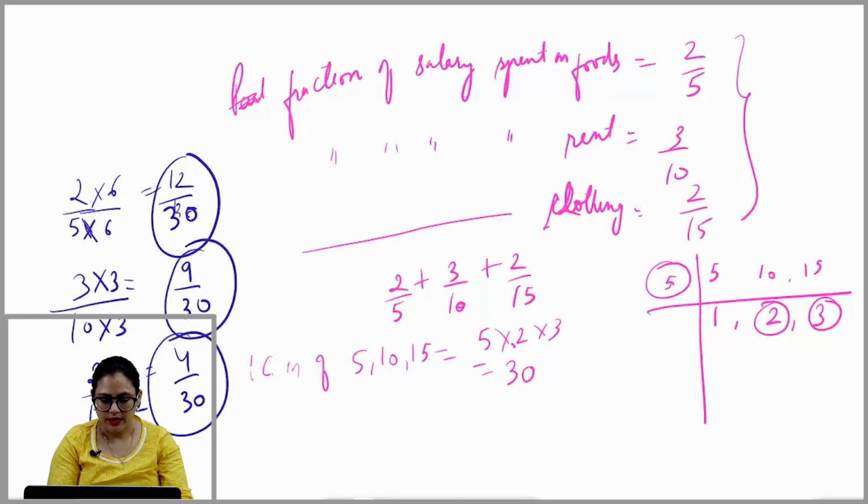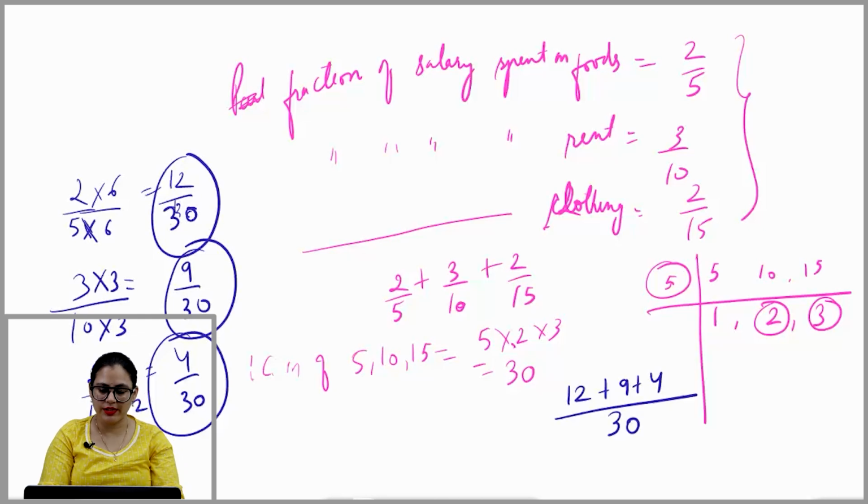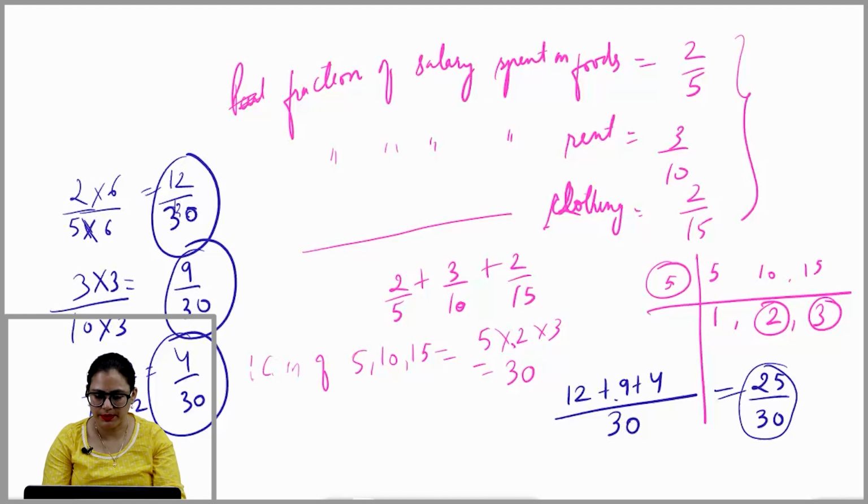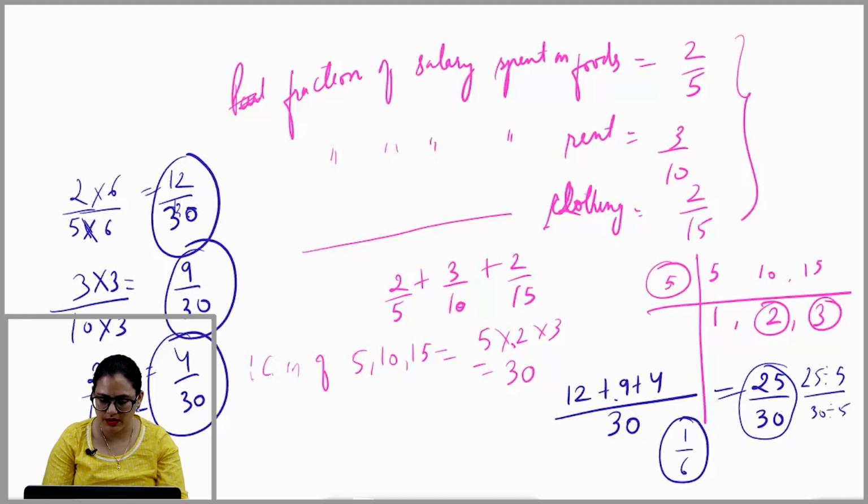12 plus 9 plus 4 by 30. 30 is the common denominator. 12 plus 9 is what? 21 plus 4 is equal to 25 by 30. We can also reduce this fraction to the lowest term. What will we do? We'll divide this by 5 and we'll get 1 by 6. So 1 by 6 is the required fraction.